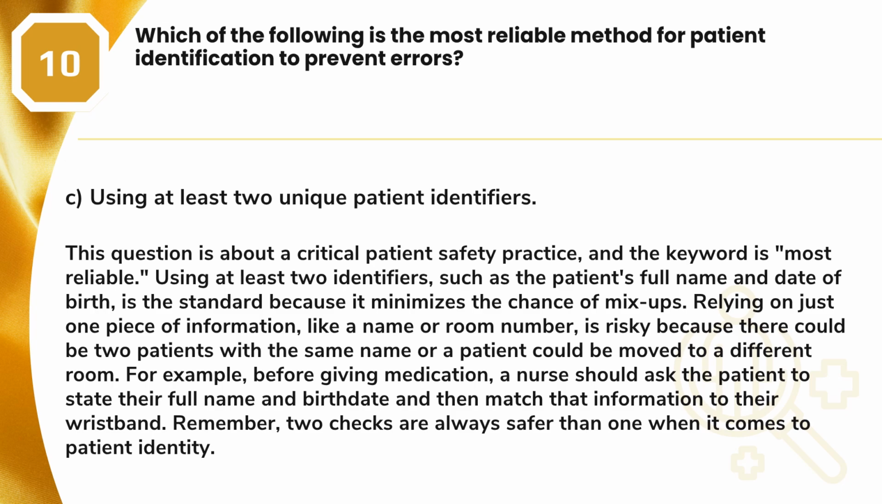Relying on just one piece of information, like a name or room number, is risky because there could be 2 patients with the same name or a patient could be moved to a different room. For example, before giving medication, a nurse should ask the patient to state their full name and birth date and then match that information to their wristband. Remember, 2 checks are always safer than 1 when it comes to patient identity.